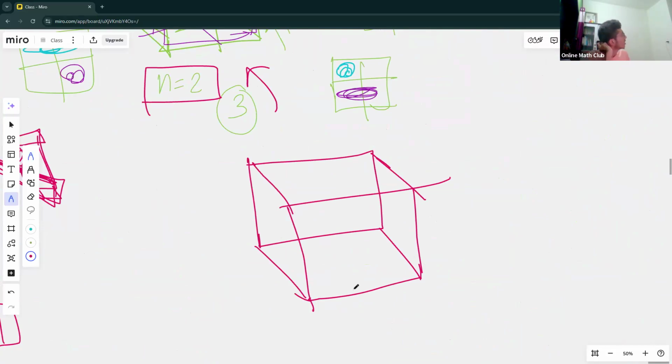Oh, yeah, we have to consider the middle block. That will be a little bit different. Okay, so suppose you have 4 by 4. Suppose you fill this square.